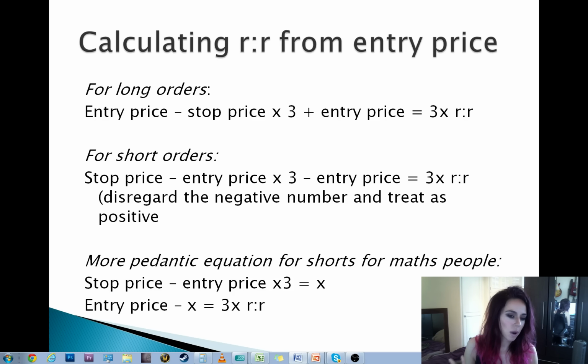If you want to be quite mathematically pedantic for shorts, you would have a slightly longer equation. Although if you're into maths, you probably don't need any of this, but here it is anyway. So stop price minus entry price, times 3, will give you an X number. It's not an unknown, it's a number. Then you take this X and subtract it from the entry price to get your 3 times risk reward point.